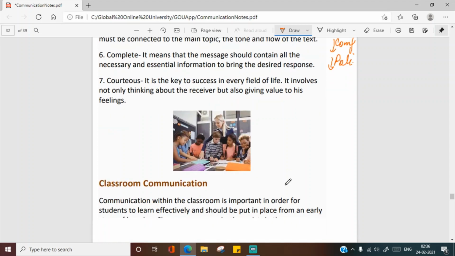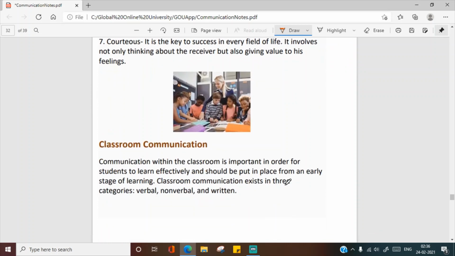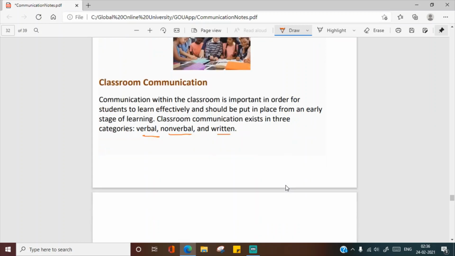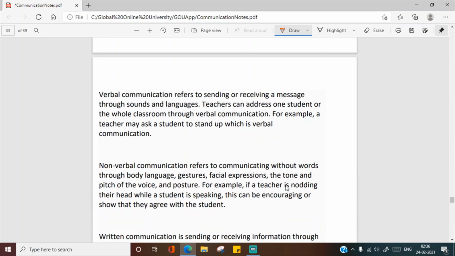Now let's talk about classroom communication. Classroom communication is that type of communication which takes place between a teacher and her students. This type of communication could be verbal, using words, or non-verbal, such as sign language, and words written also. Verbal could be oral as well as written. Verbal communication refers to sending and receiving messages through sounds and language.